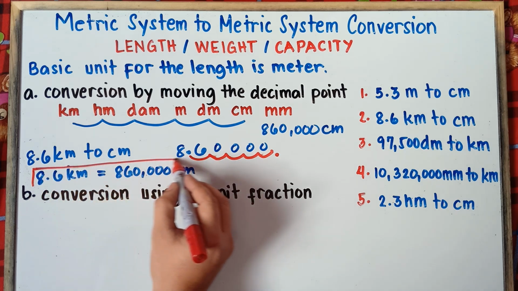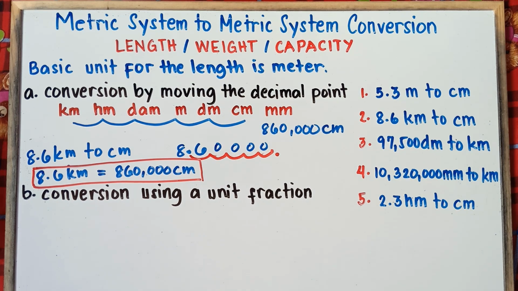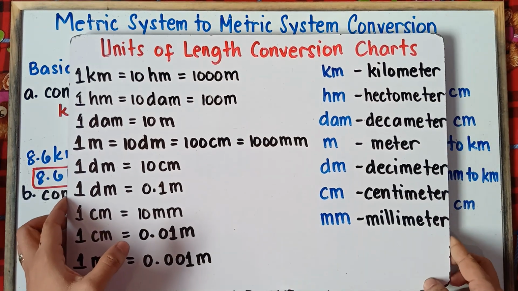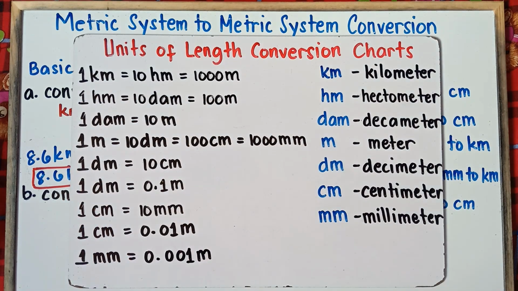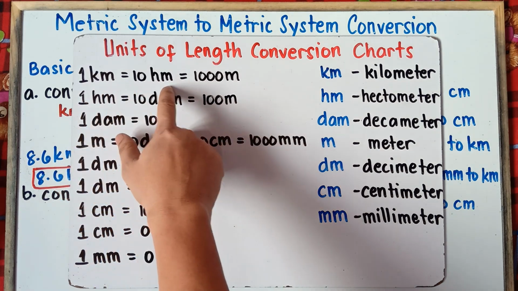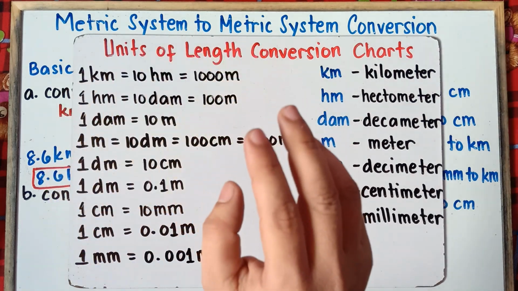Conversion by moving the decimal point. Very easy, right? Alright, so how about this one, class? Conversion using a unit fraction. Do we have kilometers to centimeters directly? So check, class, the units of length conversion chart. Kilometers to centimeters, do we have? Nope. We only have kilometers to hectometers and kilometers to meters. We don't have kilometers to centimeters directly.